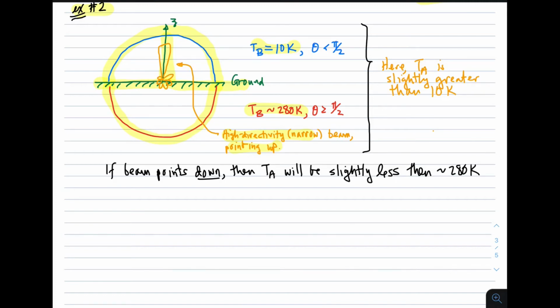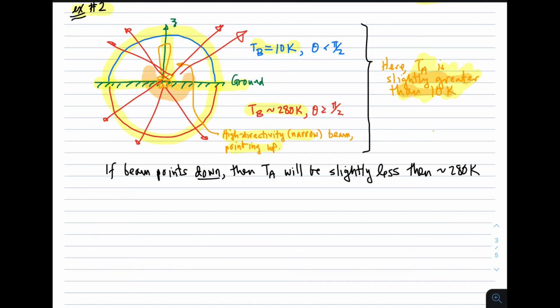So a perfectly narrow beam, not the one we're using, but a perfectly narrow beam, sees 10 K whenever it points anywhere above the horizon, and sees about 280 K whenever it points below. So what happens in this case? Well, in this case, T sub A is slightly greater than 10 K. Why? Well, if we were a perfectly narrow beam pointing up, we'd see exactly 10 K. It's not perfectly narrow. What happens is some part of the pattern is extending below the horizon and picking up power from the ground. So we don't get 10 K after the integration, we get something greater than 10 K.